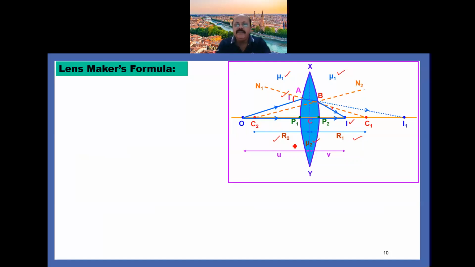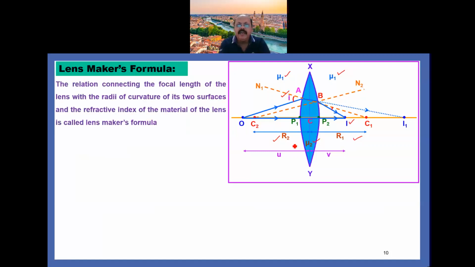So in case of a lens, all distances we have to measure from its optical center, and the rest of the sign conventions are the same as we have taken earlier. Means all distances in the direction of the incident ray are taken as positive and vice versa.